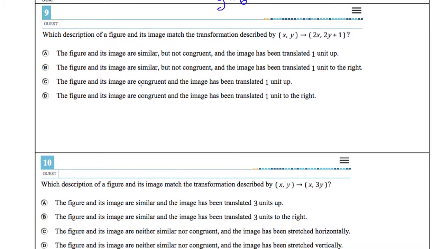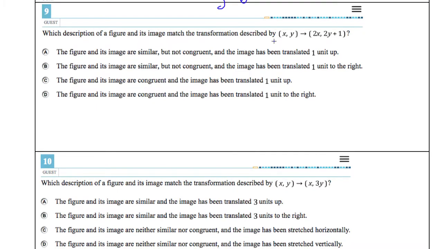On to number 9. So this one is a much harder question than the one that looked similar to this. The main thing to know from this one is the difference between what it means to be similar and congruent. Congruent means you have the same length. That's it. Similar means you have the same proportion. So if I multiply, then I have the same proportion. So they're definitely going to be similar. If I only added or only subtracted, they would be congruent, but they're definitely multiplying.